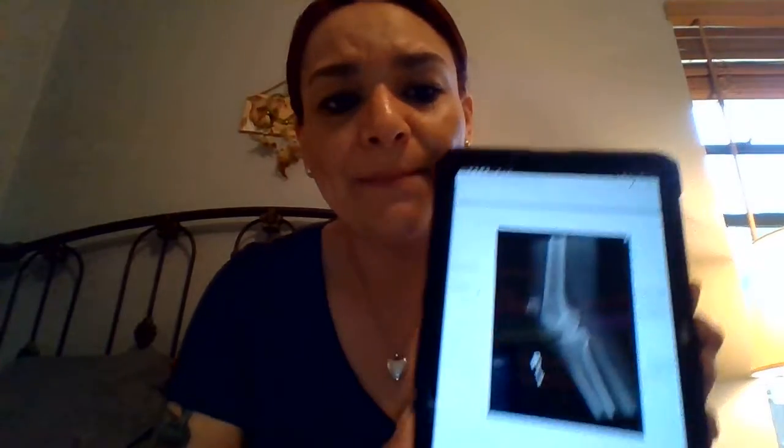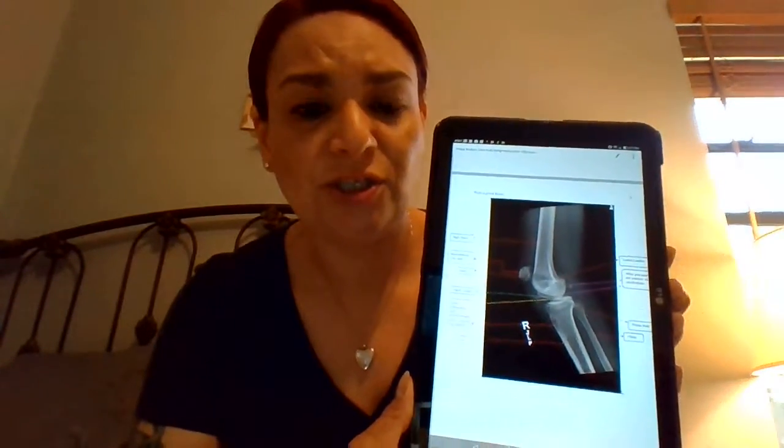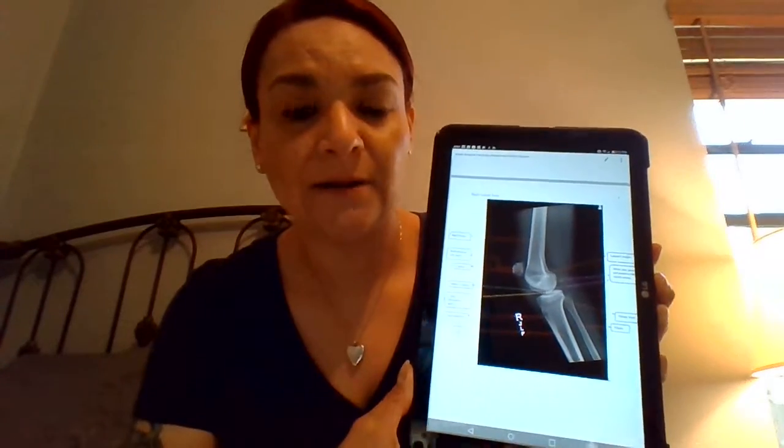So this is my image here, and we're going to be discussing how my image, although it was a suboptimal image, still was able to give the radiologist enough information to distinguish his progress.